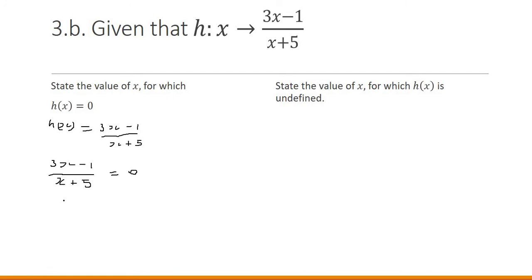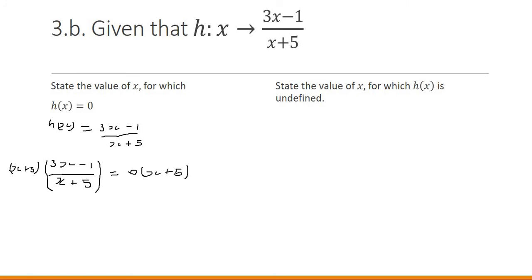Now, in order to solve for x, we just need to solve this. So we need to get rid of the fraction. One way, we can multiply this fraction here by the denominator, which is x plus 5. But if we multiply the left hand side by x plus 5, we also need to multiply the right hand side by x plus 5. Whatever we do to one side, we have to do it to both sides.